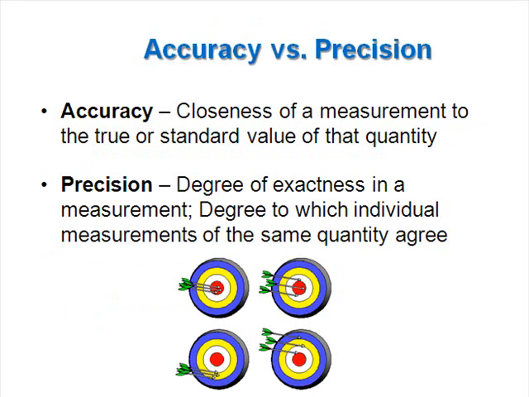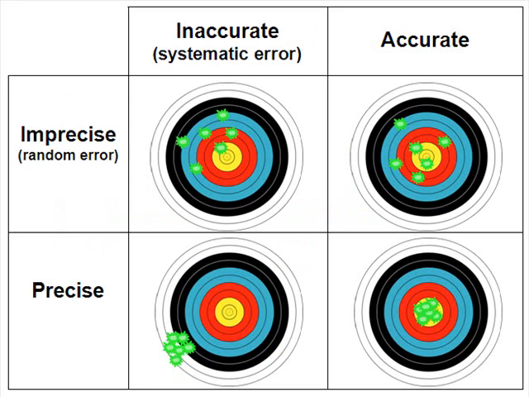Now, that leads to the following. These are two definitions. Accuracy is how close you get to the actual target. Precision is a degree to which every time you make the measurement, they're close to each other. And that produces four different possibilities. In this quadrant, which is very elegant, you have the following.